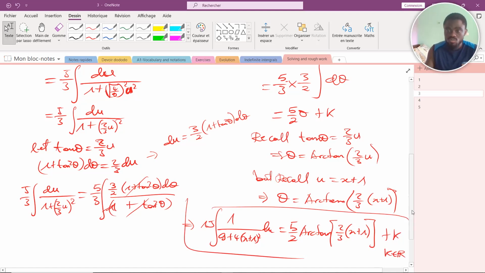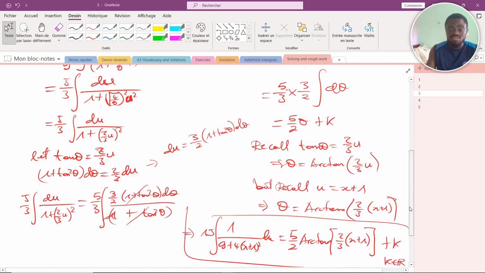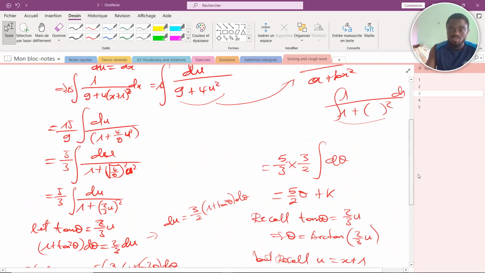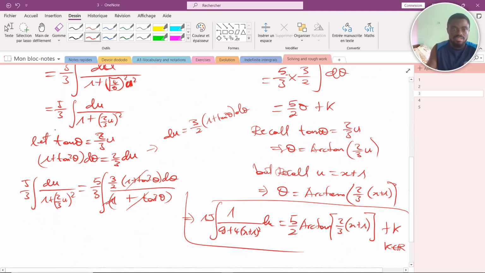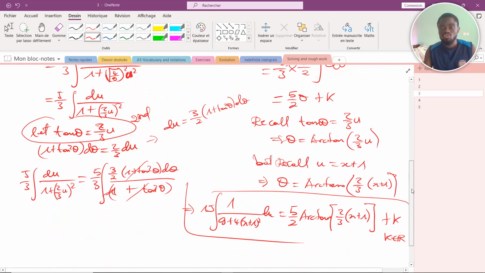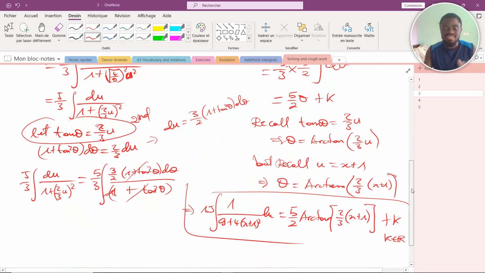The only difference between these two methods is that here we basically use two substitutions. This is the first substitution we use, and the second substitution was this. This is the second substitution. You understand? So try to learn these two approaches. It's very important for you to know them.